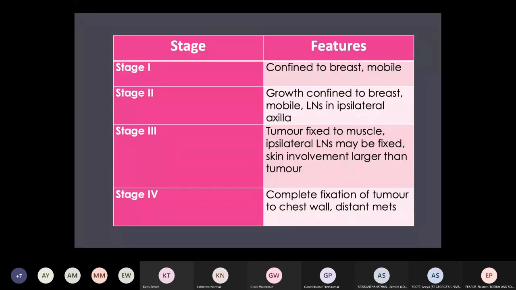Okay, and then here's the staging of breast cancer. So stage 1, the tumour is confined to the breast and it's still quite mobile. Stage 2, the growth is still confined to the breast and it's mobile, but there are lymph nodes in the axilla on the same side. Stage 3, the tumour becomes fixed to the muscle wall. So when you examine, you physically can't move the tumour around. There's also sometimes fixed lymph nodes on the same side, and it's more likely to have skin involvement as well. And then by stage 4, the tumour is completely fixed to the chest wall, and they may also have distant metastasis.